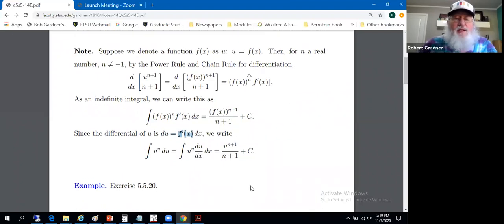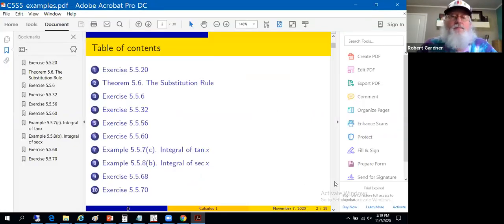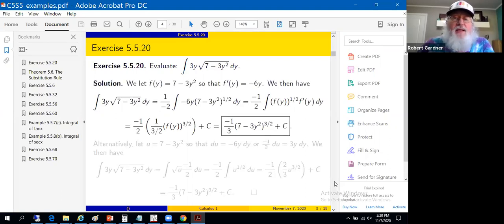Let's evaluate an indefinite integral where this technique applies. Okay, so evaluate this integral. The plan is to apply the chain rule backwards, to apply this u substitution stuff. I need to make this integral in a particular form.